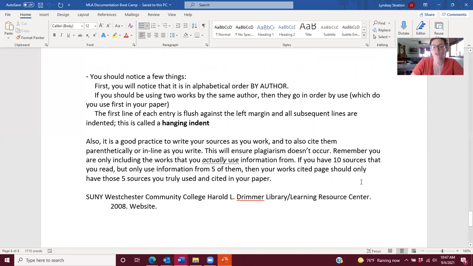If you have 10 sources that you've read, but you're only using 5, you're only including those 5 on your works cited page and in the body of your paper. However many sources I find in the body of your paper is how many I should find on your works cited page. Similarly, if I see that there's an author listed in the body of your paper, but I don't find it on your works cited page, I'm going to investigate a little bit. Maybe you did a citation incorrectly. A lot of times citations are done incorrectly.